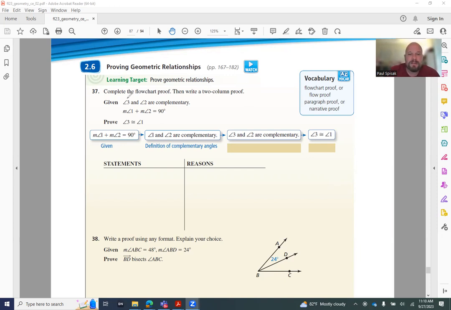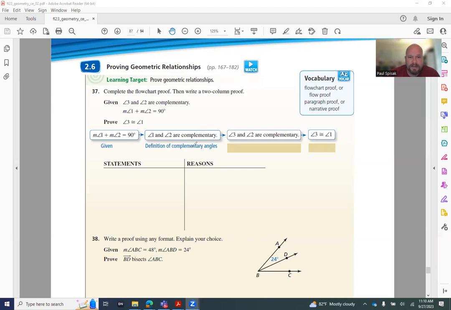the most. So on this proof, it says given angle 3 and angle 2 are complementary, and measure angle 1 plus measure angle 2 equals 90. Prove angle 3 is congruent to angle 1. So notice we started off with our given statement. We said that it's given. Then over here, we went to the idea that they are complementary.